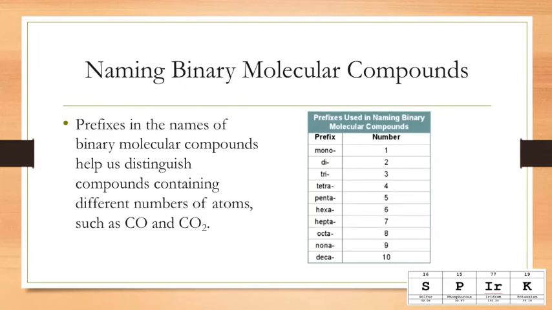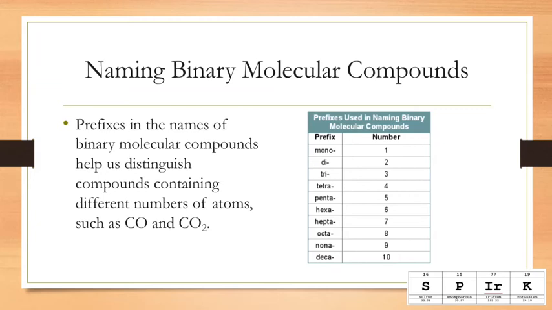For naming binary molecular compounds, the prefixes help us distinguish compounds containing different numbers of atoms, such as CO and CO2. If you look at the table on the right, you can see a column that says prefix and another that says number. Look at the number of atoms you have of a certain element, and then apply that prefix when naming it. So 1 is mono, 2 is di, and so on. We have tri, tetra, penta, hexa, hepta, octa, nona, deca.